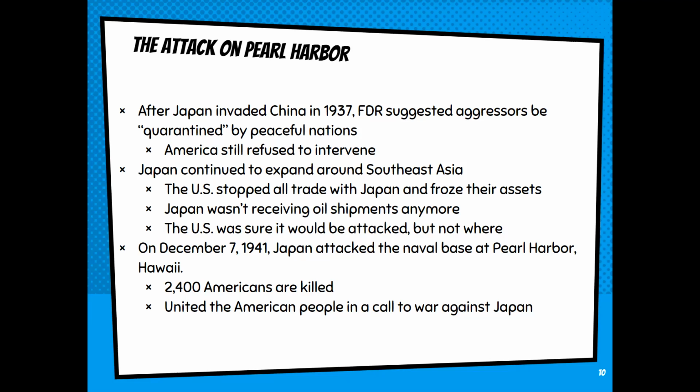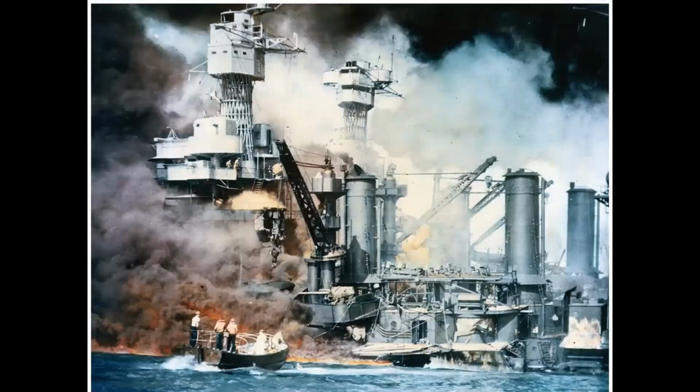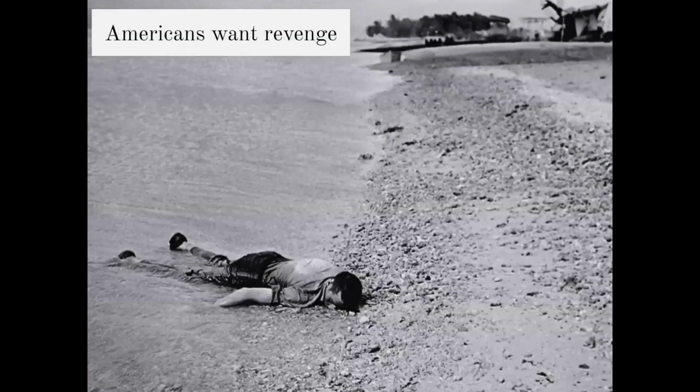And by this time, America's pretty sure it's going to be attacked. I think most thought the big attack was going to be in the Philippines. However, it actually takes place in Pearl Harbor, Hawaii on December 7th, 1941. And this one event is pretty much going to eliminate all calls for isolationism. America immediately plunges into war with overwhelming support. Here you can see some images of the destruction of that day, and Americans want revenge.